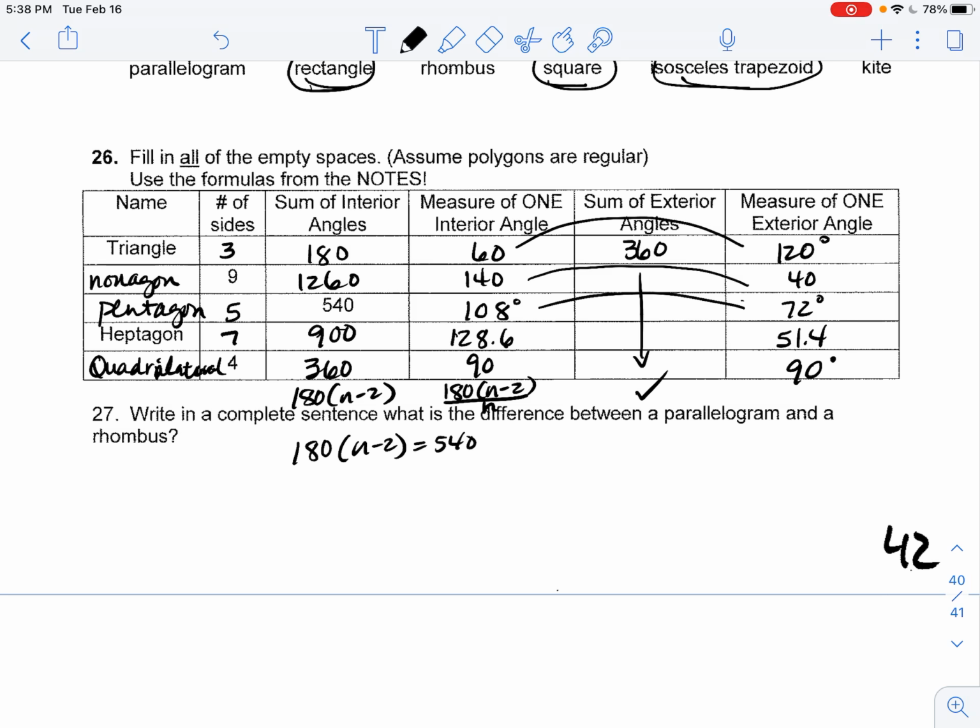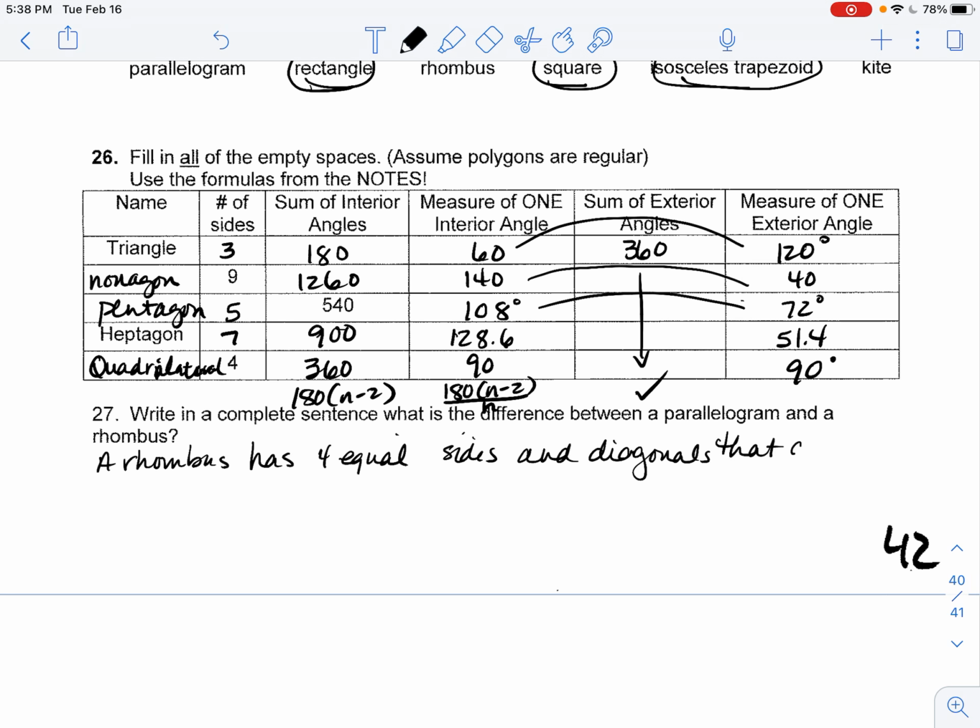Last question, write in a complete sentence, what is the difference between a parallelogram and a rhombus? Okay, so I'm going to go ahead and erase this guy right here. Here's what we need to write. A rhombus has 4 equal sides and diagonals that are perpendicular and congruent.